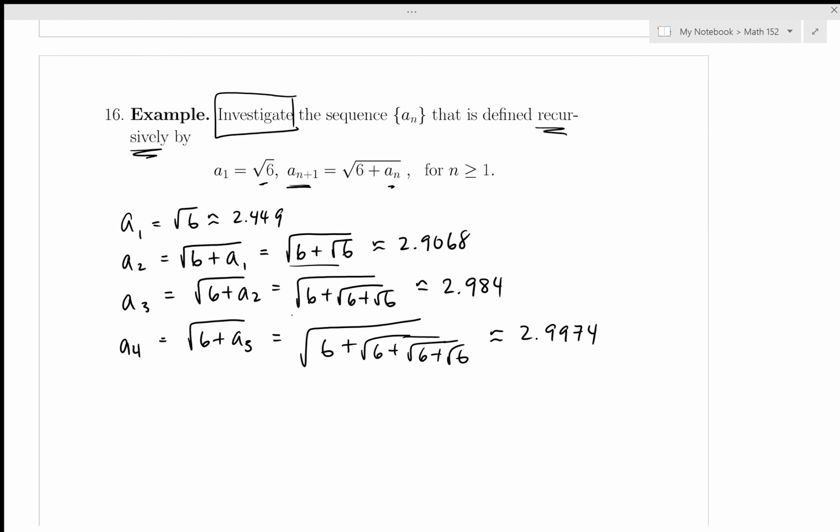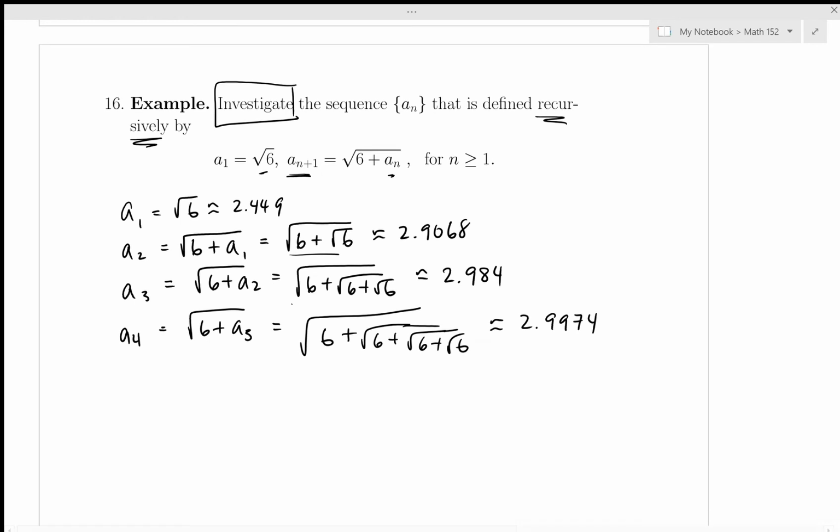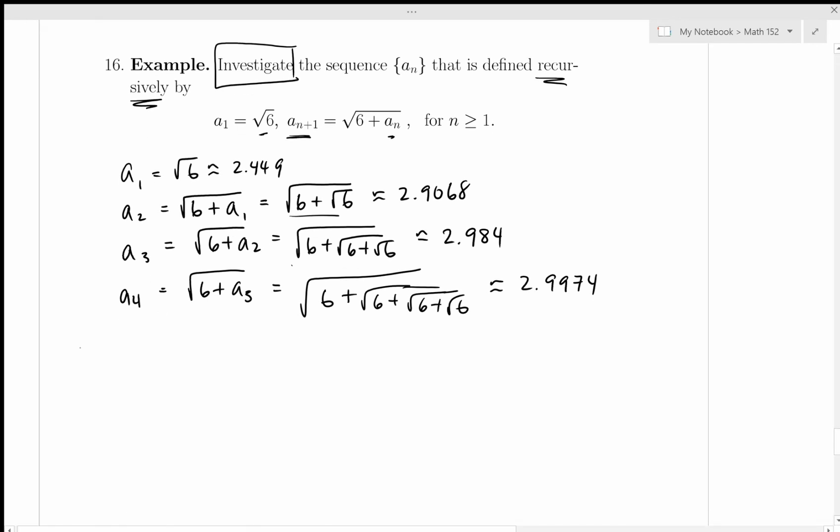So our first question is to show it's increasing. It looks to be increasing, so let us show it is increasing.